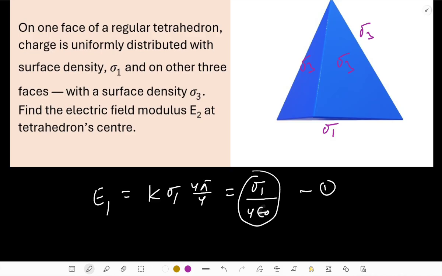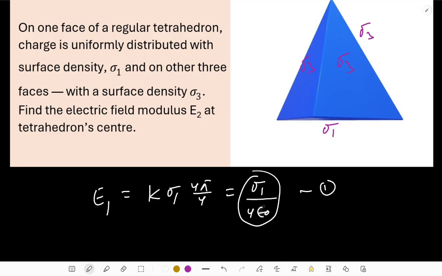So keeping in mind that if the other three surfaces had the same surface charge density sigma 1, then they would have created the same electric field at the center as sigma 1 by 4 epsilon naught, but in opposite direction, so that the electric field at the center becomes 0.